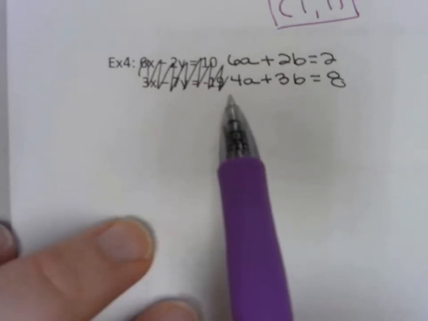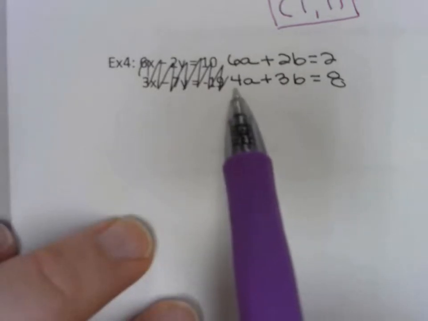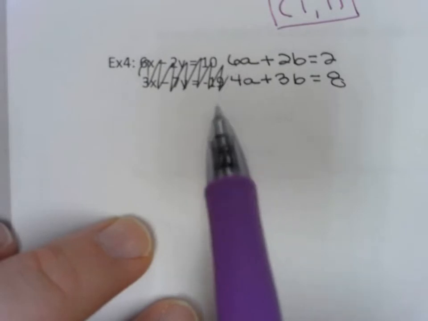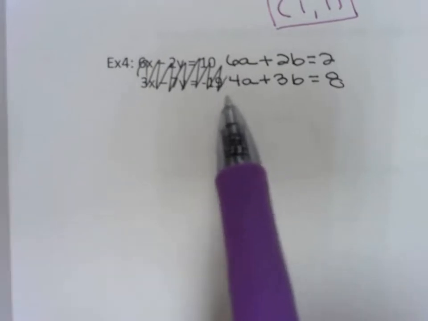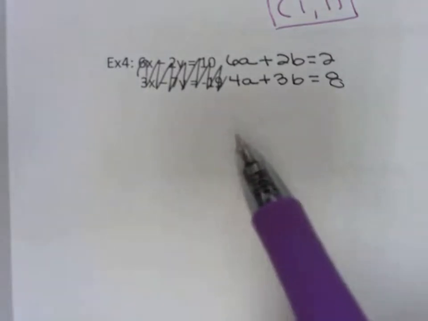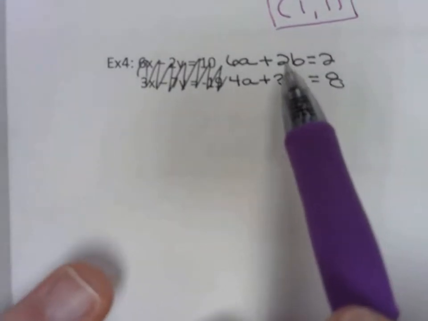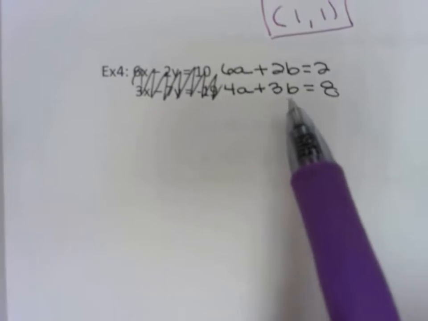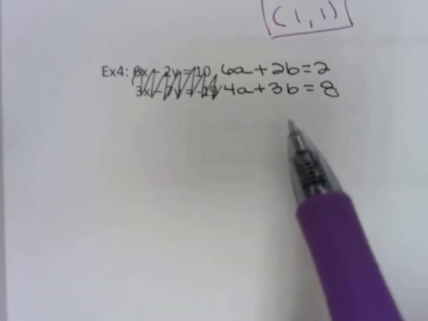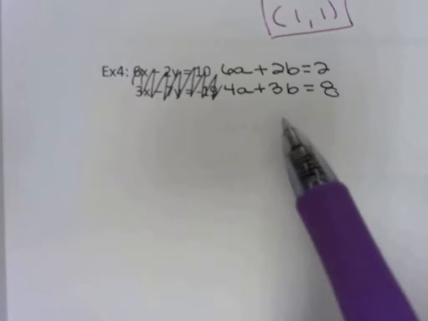So as I look at this, we have 4 and 6. Will 4 times something give me a negative 6? Do not think about fractions. Will 4 times something give me a negative 6? No. So look at the b's. Will 2 times something give me a negative 3? No. So now I have to ask myself, okay, how do I go from here?